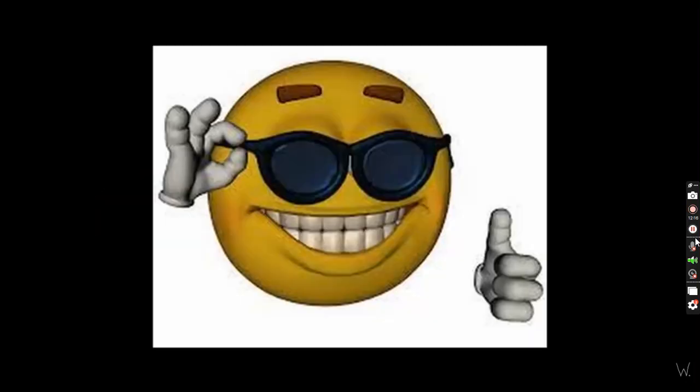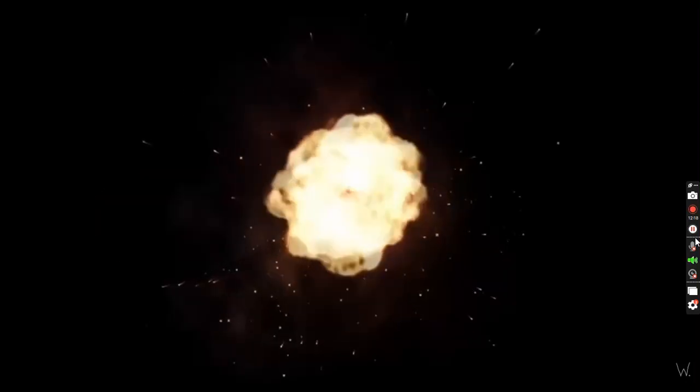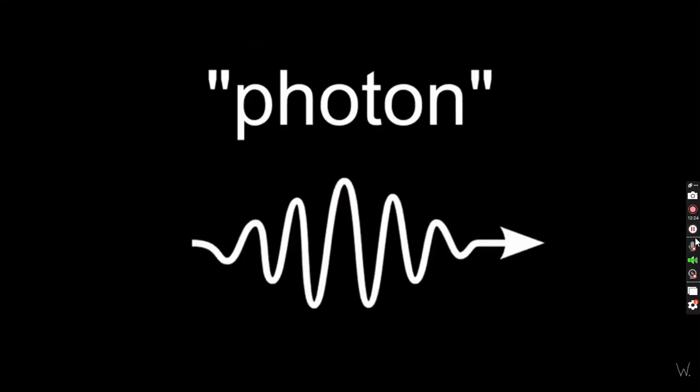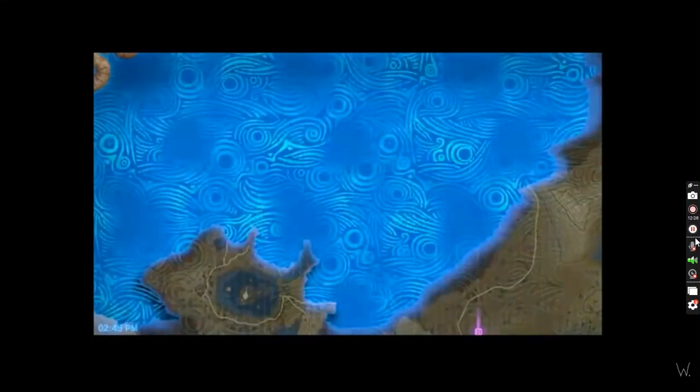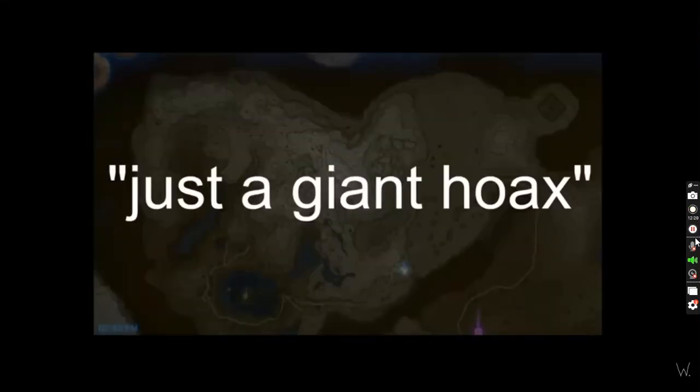Fission and fusion are cool, but you gotta be careful or you might just blow up the planet. That totally didn't almost happen before. Multiple times. Hey, remember when Einstein said light is a particle? He accidentally discovered a whole new field of physics which he thought is just a giant hoax. Quantum mechanics. This stuff is crazy.